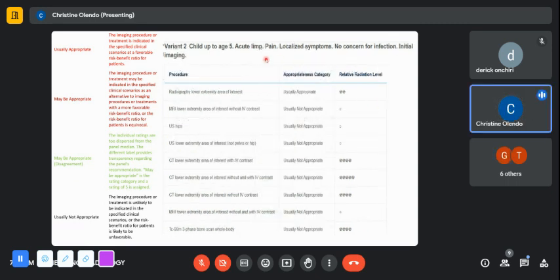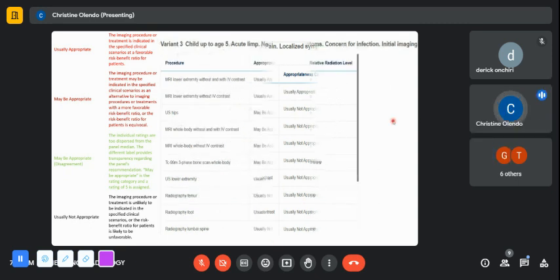So for variant 2, there was an acute limp and pain with localized symptoms and no concern for infection. So you do the radiograph of the area of interest, the lower extremity of the area of interest, which was appropriate. The rest, they put it as usually not appropriate. There were those who all disagreed. The rest were not appropriate.